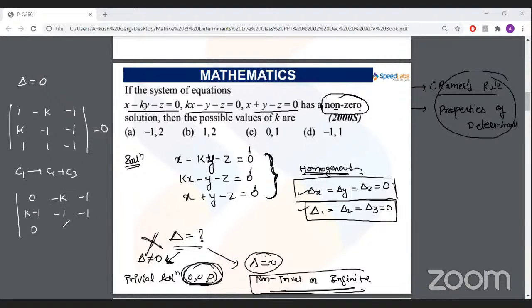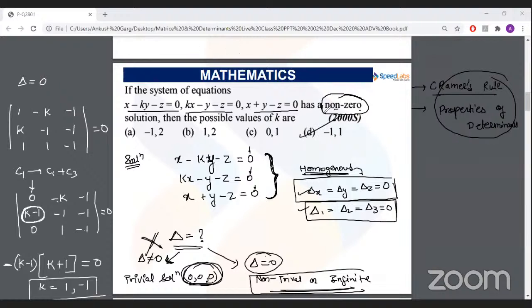Now you can expand along the first column. That will be k minus 1 into minus k into minus 1, that is k, and minus 1 that will be plus 1. So k minus 1 into k plus 1, and a minus sign also over here because it is the position 2,1. For this to be equal to 0, the values of k are 1 and minus 1, which is option D. Correct, so option D is the correct answer. Good.